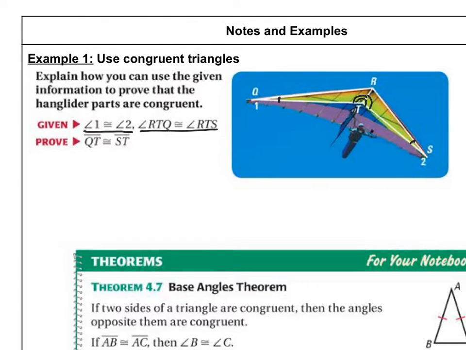So we need a third piece of information to prove one of our congruence theorems, or one of our postulates. And the easiest one, the one that I always like to find, is this one right here. It's overlapping, right? So I could say RT is congruent to RT, and that is by the reflexive property.